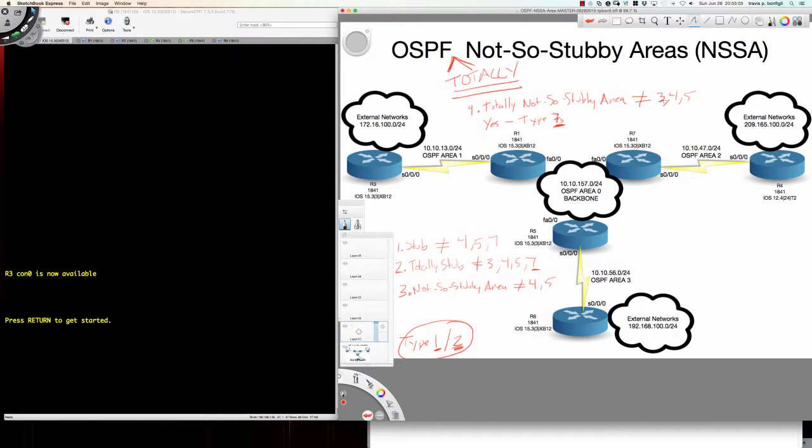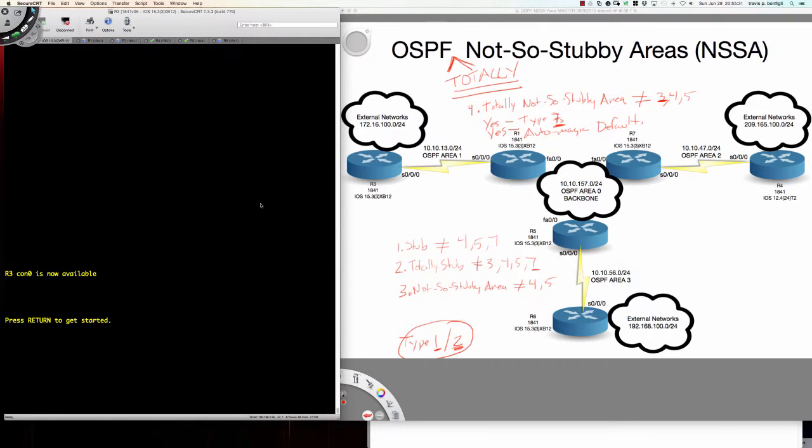Well, the first thing is that type 3s are not allowed in the totally not so stubby, just like the totally stub. Now, one last yes here is going to be an automagic default route. We're going to see that this is going to get created for us automatically. It's going to show up. All right, so let's go ahead and jump in. Again, this is going to be very similar, going from stub to totally stub and then going from not so stubby to totally not so stubby. You're going to see a lot of similarities between the two from a configuration perspective.